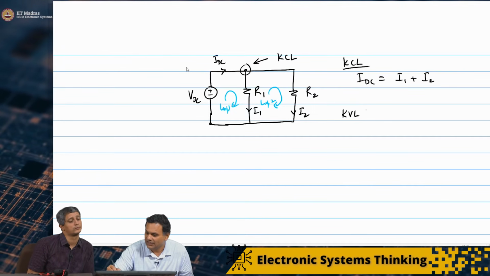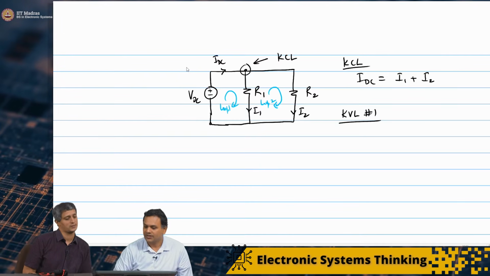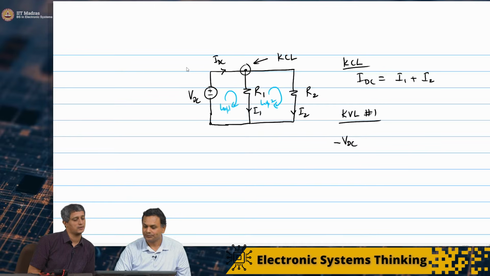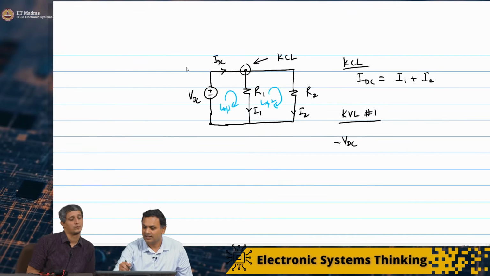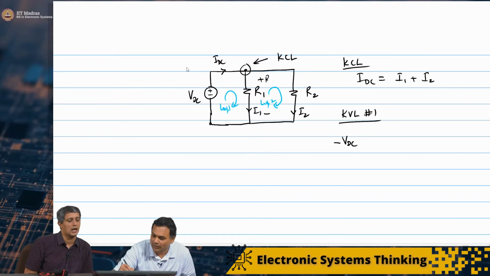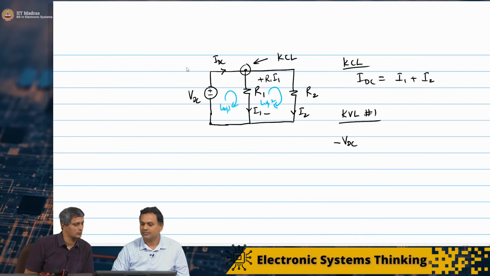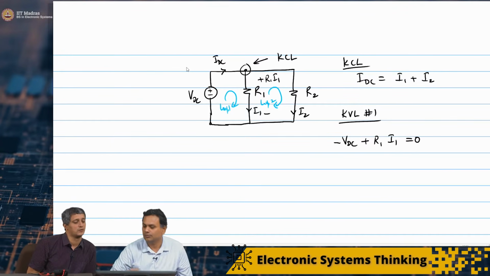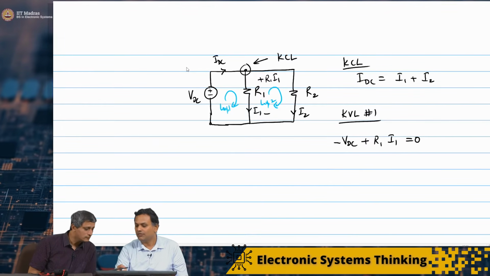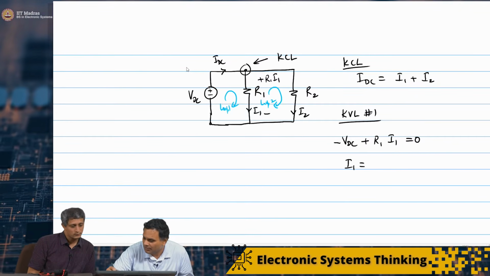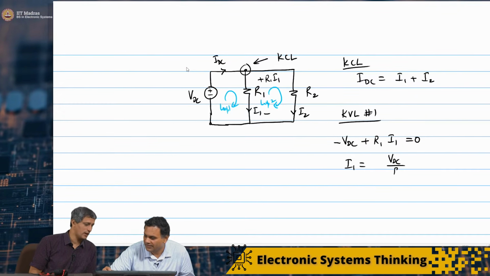I'll call it KVL number 1. It will give me a minus VDC, plus the drop across R1, which is basically R1 into I1, equals 0. From this I can actually find out what I1 is: I1 equals VDC by R1.